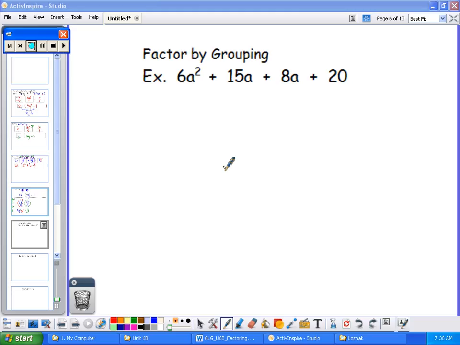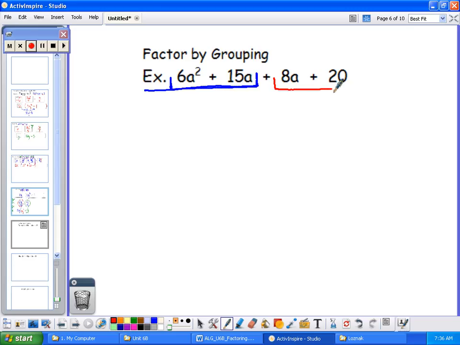In this next problem for today, it's a little more complex than yesterday's, but I think you'll find it not too bad. Okay, so what I'm going to do is factor by grouping. So I'm going to group the first two terms together, and I'm going to group the second two terms together. Now the important thing here is you have to be able to find the greatest common factor.